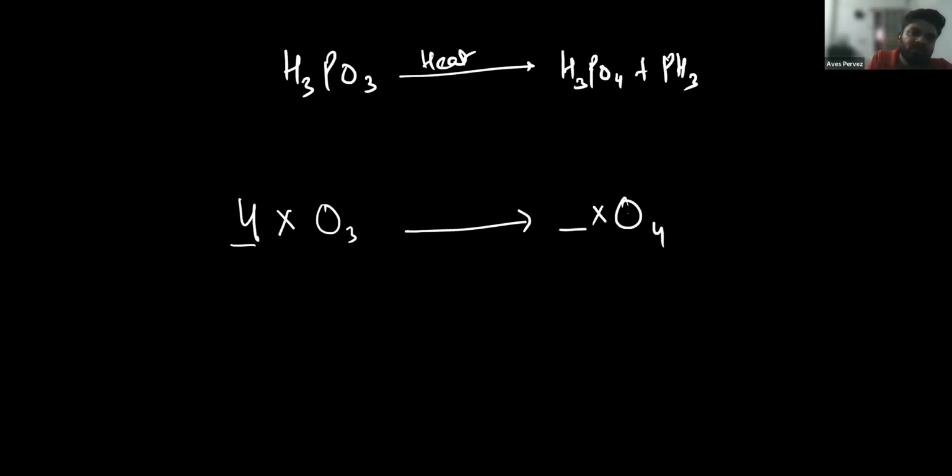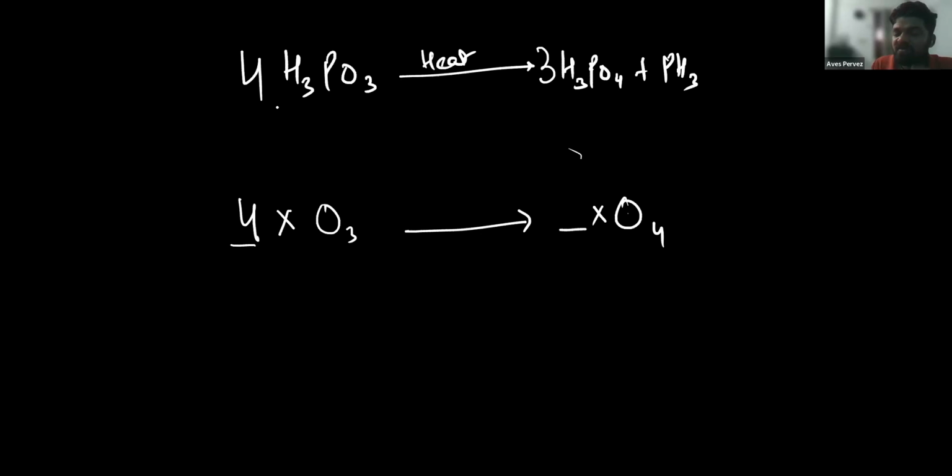So write here 4 and you cannot change the subscript digit here. You can change only the coefficient, meaning you can write only in front. So write here 4 and here 3. Now after this, you need to check whether the equation is balanced or not. Don't start solving yet. Oxygen is balanced.